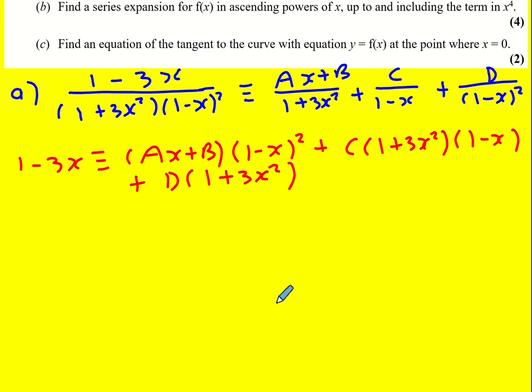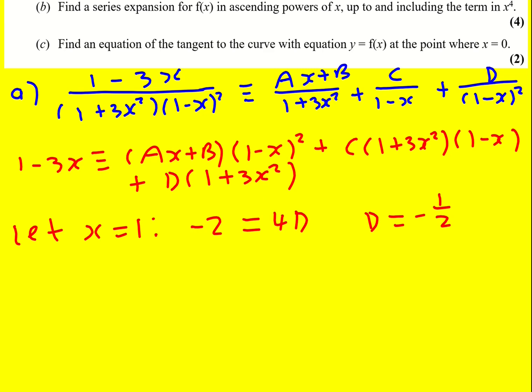Now, it's worth just talking about 2 main methods for dealing with this. One is to substitute x values in, and one is to compare coefficients. Now, I always think it's a good idea to substitute in as much as you can. It's just a slightly simpler method. So first of all, I'm going to let x equal 1. That's the natural thing to try because these 2 terms will completely cancel and I'll be able to work out what d is. So we're going to get minus 2, the left-hand side, is equal to 1 plus 3 lots of d, so 4d, and therefore d is equal to minus a half.